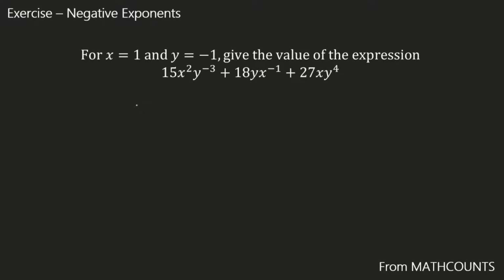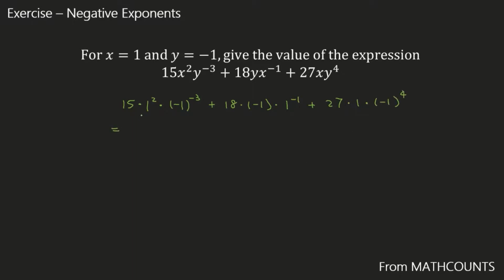So in this next problem, it's asking to evaluate the value of this expression if x is equal to 1 and y is equal to negative 1. So we're going to substitute these numbers in for x and y respectively. So what we have is 15 multiplied by 1 squared multiplied by negative 1 to the negative 3 plus 18 multiplied by negative 1 multiplied by 1 to the negative 1 plus 27 multiplied by 1 multiplied by negative 1 raised to the 4th power.